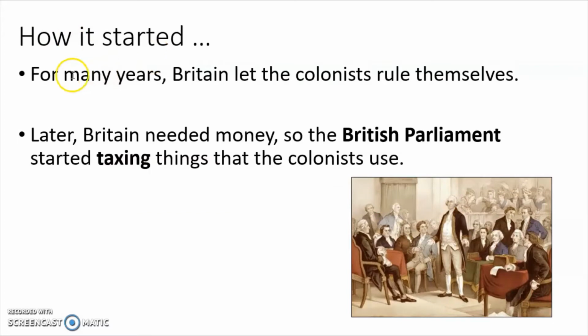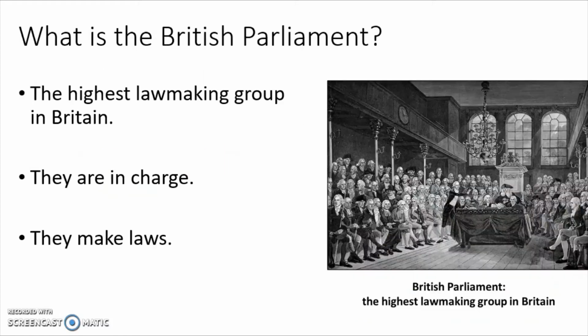How it started. For many years, Britain let the colonists rule themselves. Do what you want, it's okay, just do whatever you want in the colonies. The British didn't care for a while. Later, Britain needed money, so the British Parliament started taxing things that colonists use. British Parliament is a new word, and taxes we haven't visited in a while. Let's see what British Parliament means.